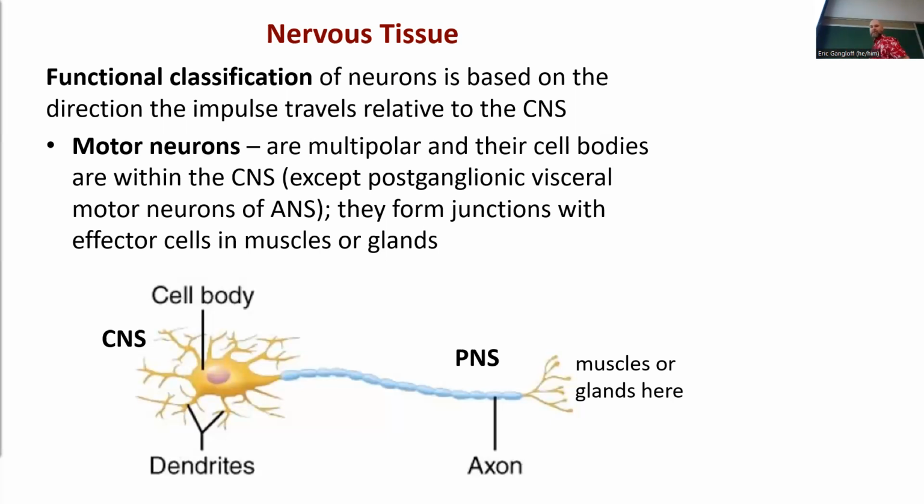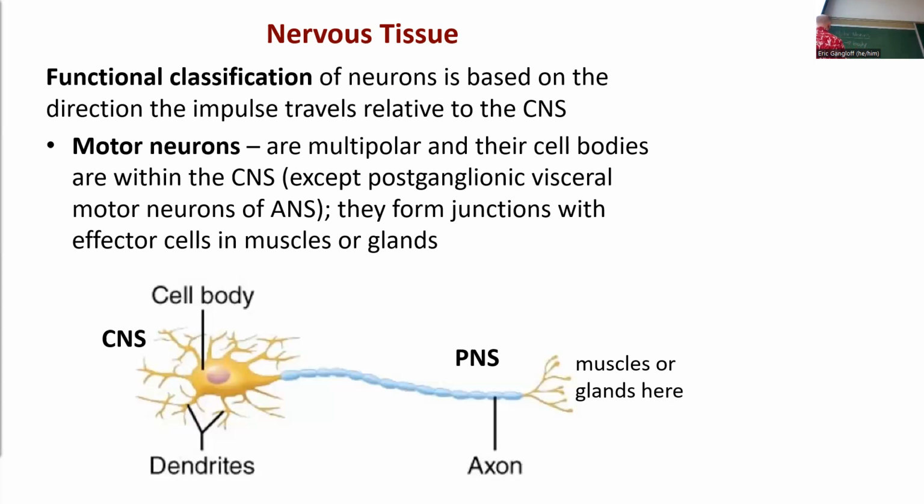So let me just put some information here as a summary. The motor neurons deliver information from the CNS to the body, meaning generally across the body, and the cell body is in the central nervous system for motor neurons.